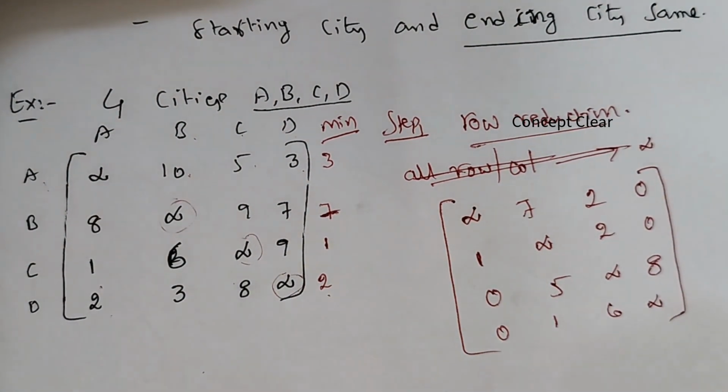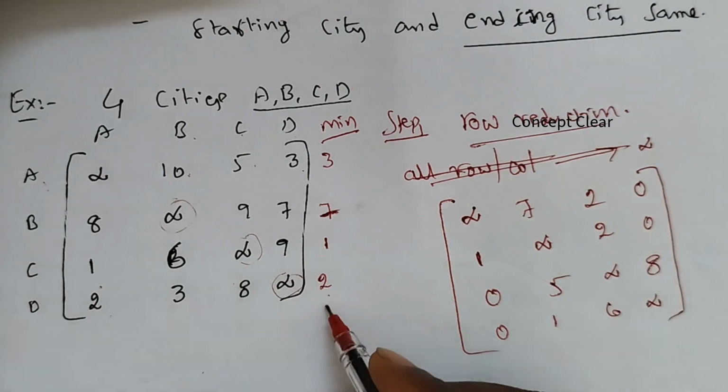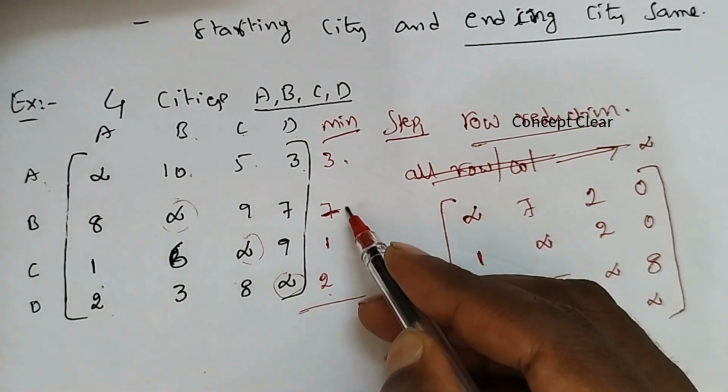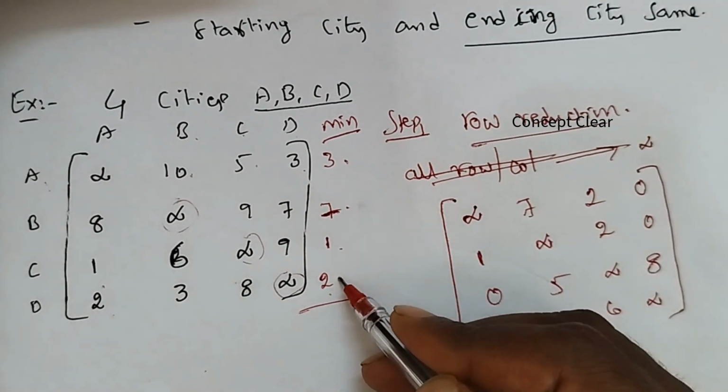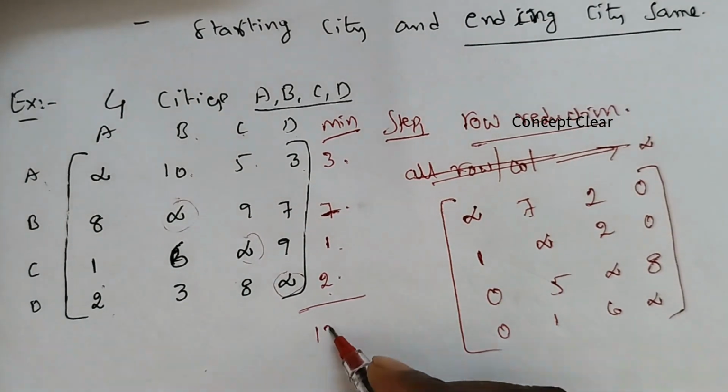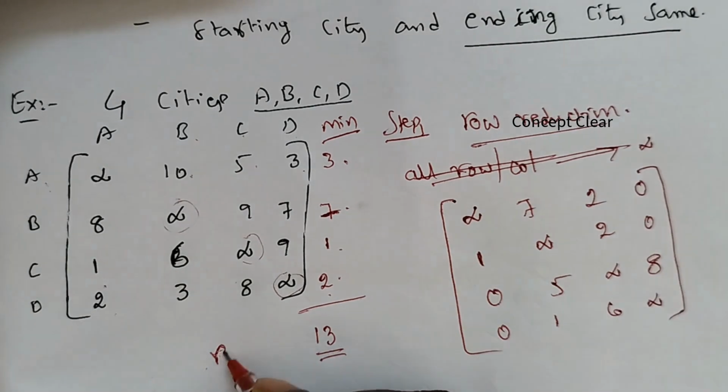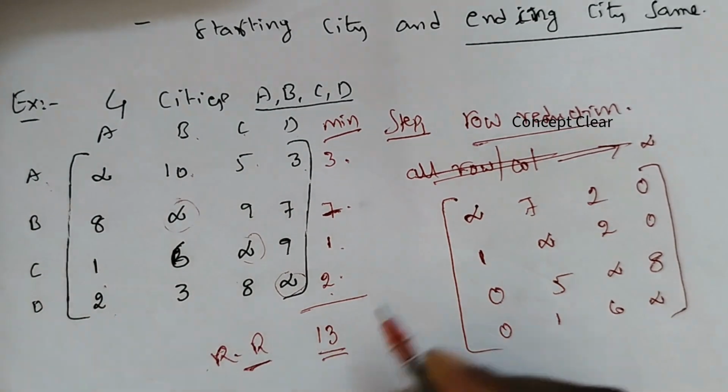And what is the total row reduction value? The cost is 3 plus 7 is 10, 10 plus 1 plus 2, and the total cost is 13. The row reduction value is 13.